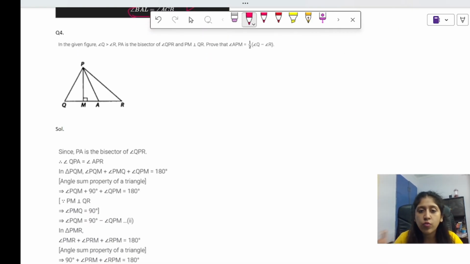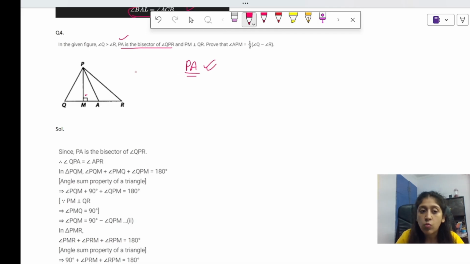So this is again a proof question. Proof question है. What does it say? This is a diagram. Alright, I have been given PMR as 90 degree. I hope the diagram is clear. And we have also been given that PA is bisector of QPR. What does this mean? This is an angle bisector. So PA is angle bisector. I hope this concept is clear.